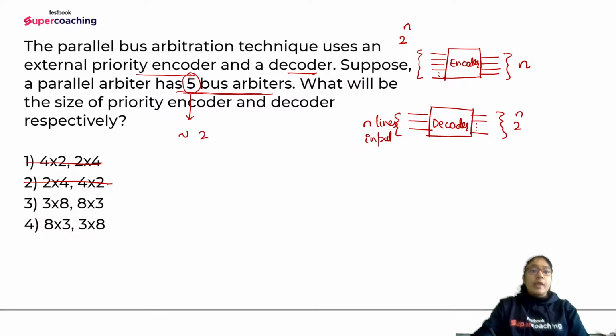Now here, what is the encoder? That is 2 raised to power n to n. So it is 2 raised to power n to n. 8 is 2 raised to power 3. So 3 output lines are there. 3 input lines for the decoder and output lines are 2 raised to power n. So the correct option is 4. This is simply based on the definition of the encoder and the decoder. If you are clear about what encoders and decoders are, you could easily have written the answer.